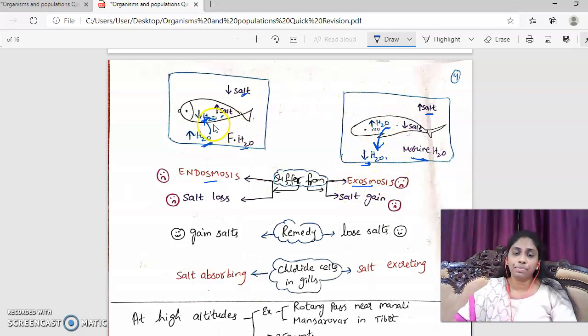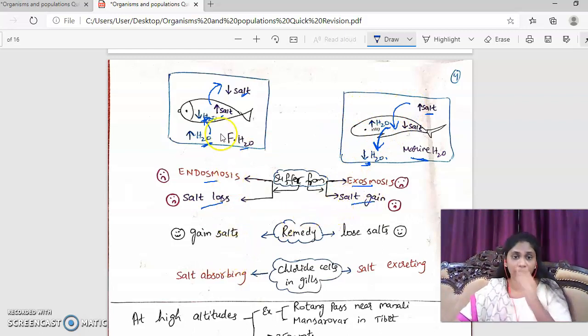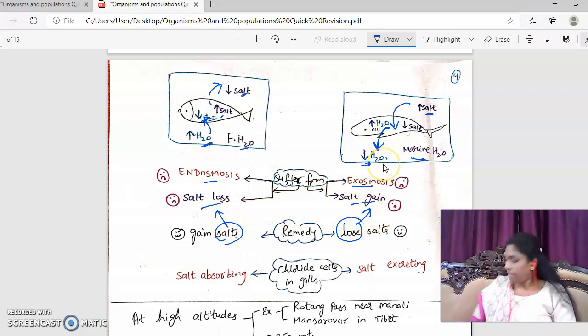Both are problems. What about the salt? The salt will get out of the freshwater fish, so salt loss. On the other hand, the salt will come into the marine water fish, so it is salt gain. So what is the remedy now? If you are the freshwater fish, you have to gain salts because you already lost, and if you are a marine water fish, you have to lose salts because you have already gained salts.